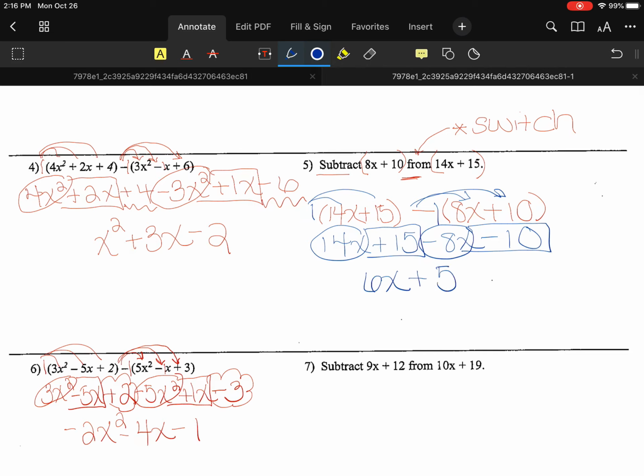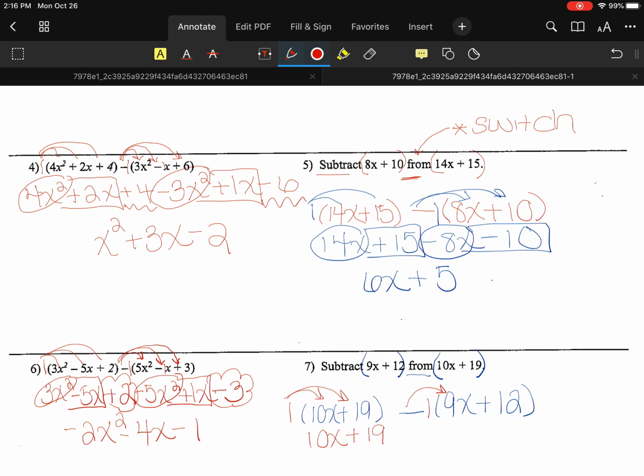Okay? And then number 7, you would set it up the same way. We want to subtract the 9x plus 12 from the 10x plus 19. So we are subtracting, and I want to be sure to put the 10x plus 19 first in parentheses because I'm subtracting the 9x plus 12 from the 10x plus 19. Now I'm going to put my ones in and distribute. So 1 times 10x is 10x. 1 times 19 is 19.